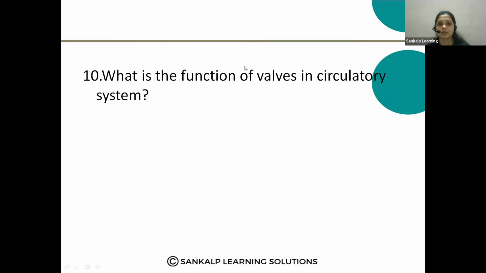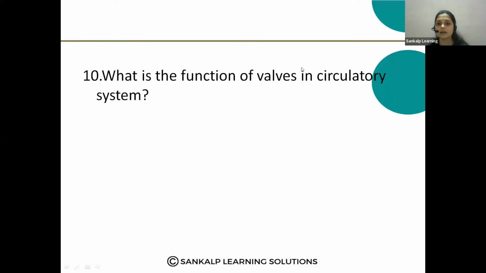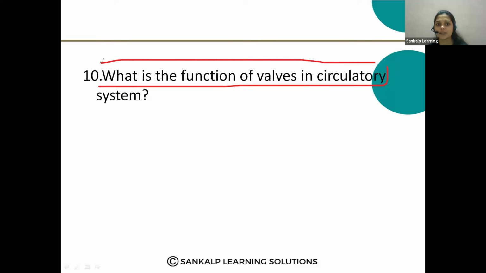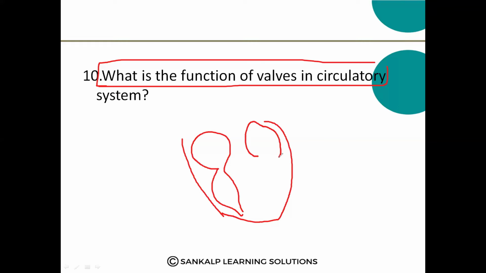Next question is, what is the function of the valves of the circulatory system? So this question is also very important. In the circulatory system, in the heart, there are 4 chambers, right? What are the 4 chambers of the heart? Right atrium, right ventricle, left atrium, left ventricle.